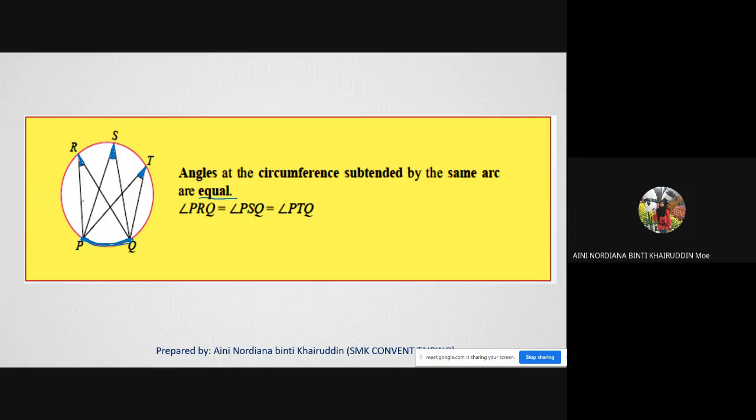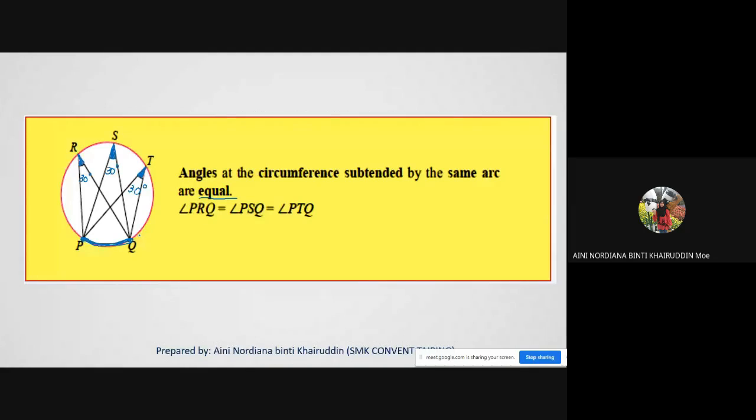So let's say PRQ equals 30 degrees. So PSQ also 30 degrees. PTQ also 30 degrees. Why equal? Because from the same arc PQ. So this is the first property of angles.